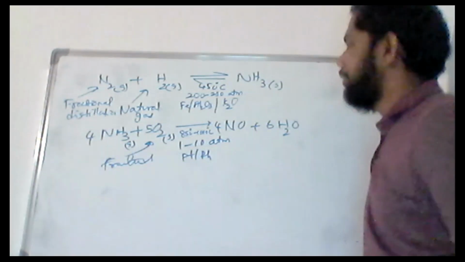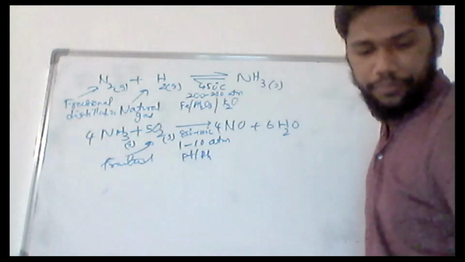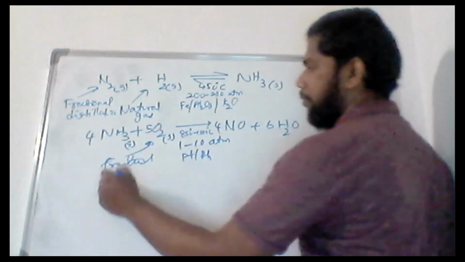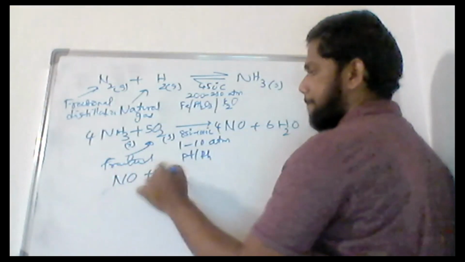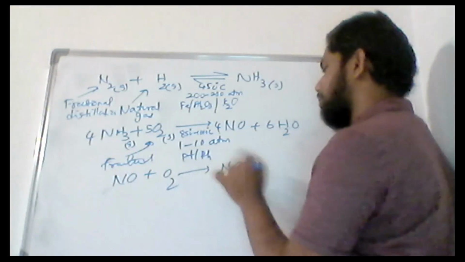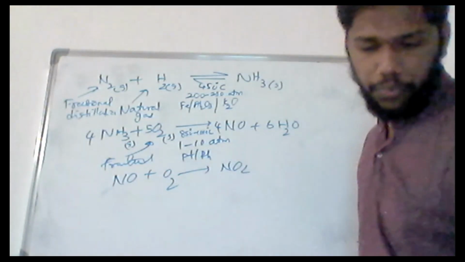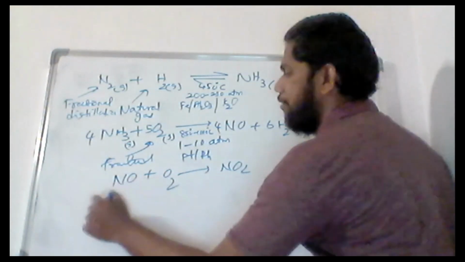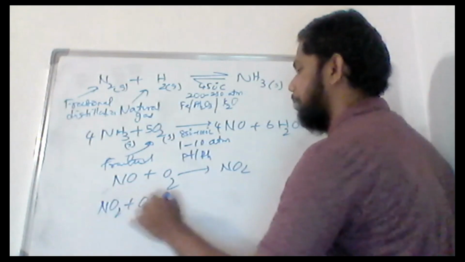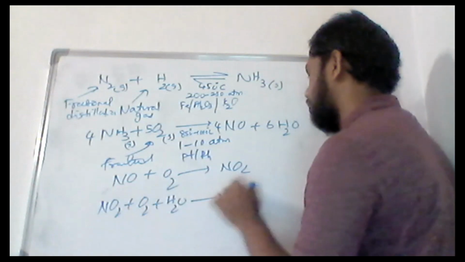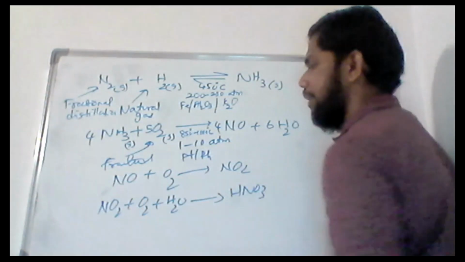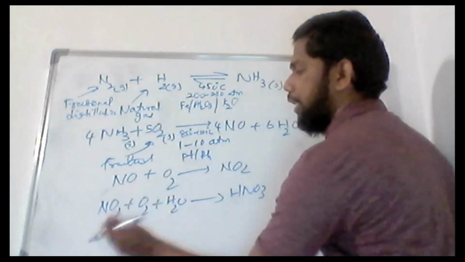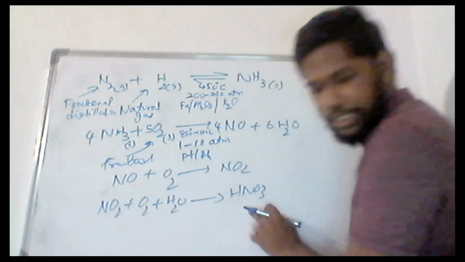Basically fractional distillation. So here you have NO. Then if you have NO, I will write down the other processes very quickly. So it will form NO2. And if you have NO2, O2 plus water, it will form HNO3. If you just put water with NO2, it will form HNO3.